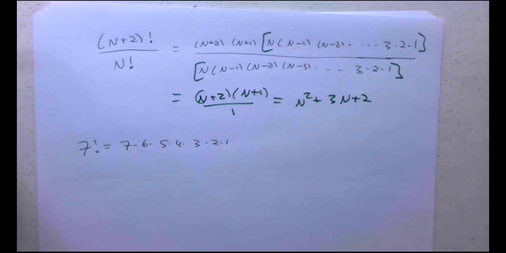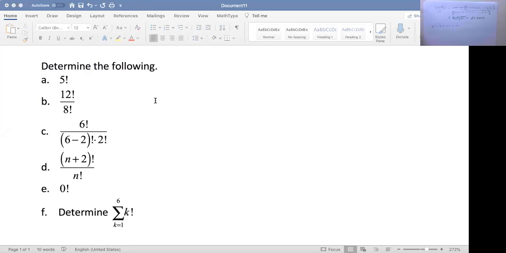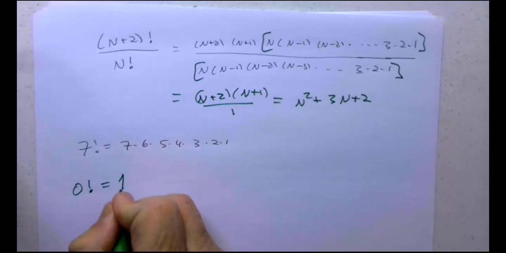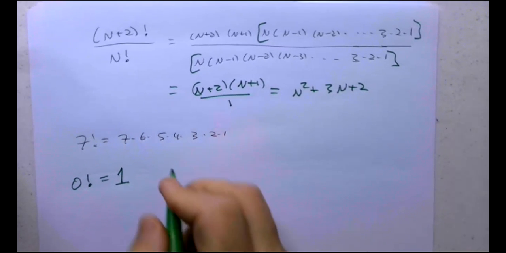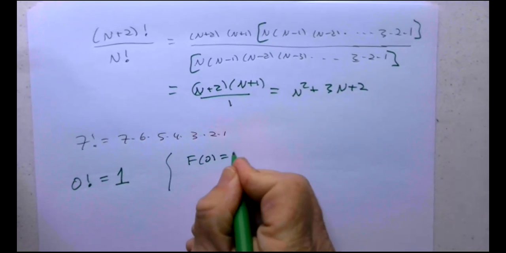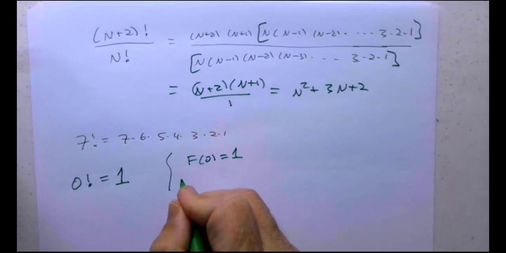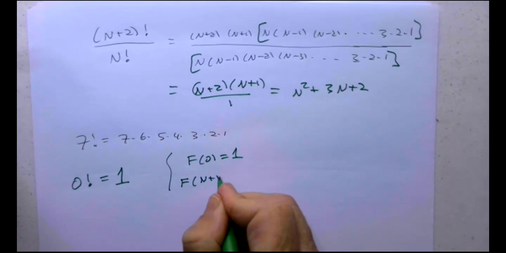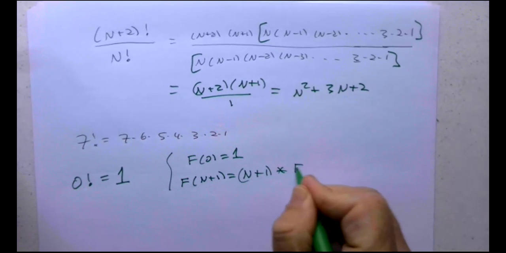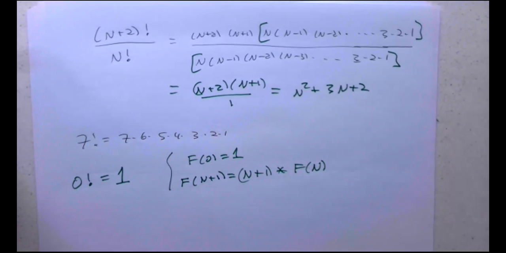All right, what is our next question? Our next question is 0 factorial. Well, this is one you have to know, I don't have a real good reason why. 0 factorial equals 1. Factorial applied to 0 is 1, and factorial applied to n plus 1 is n plus 1 times factorial applied to n. This, in essence, is how the factorial function is defined.